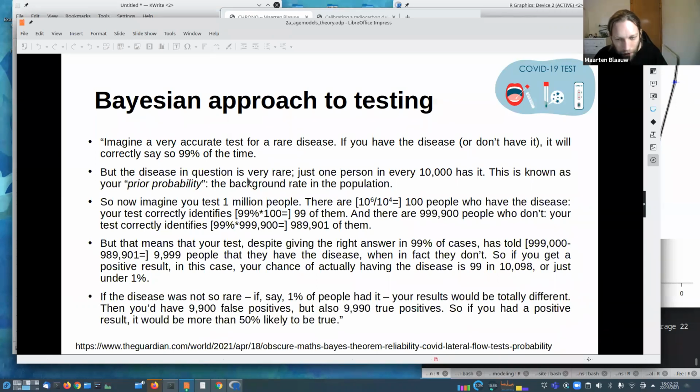If the disease was not so rare, if, for example, 1% of people had it, then you should interpret the results of your test in a totally different way. Because then you'd have many more false positives and about the same amount of true positives. And if you had a positive result, it would be more than 50% likely to be true. So it depends on the context. Is that more or less okay?